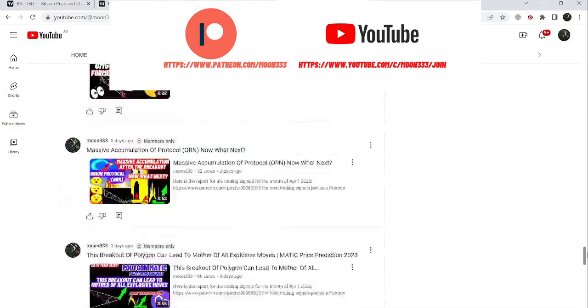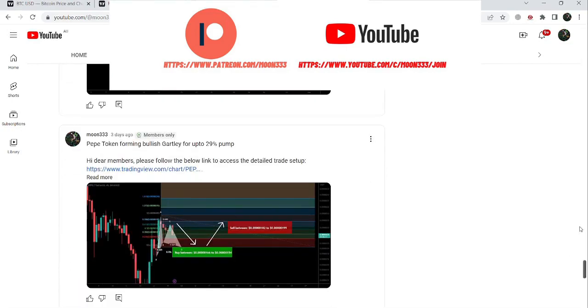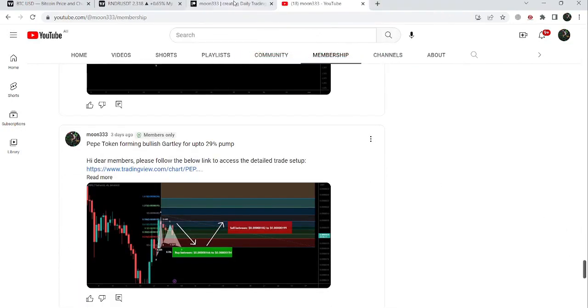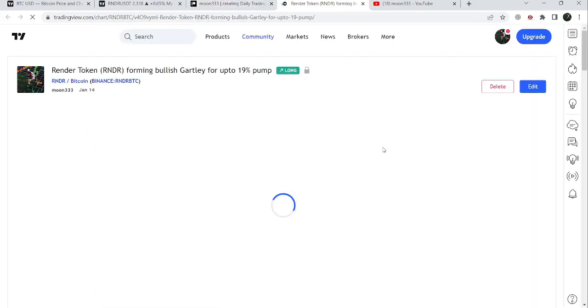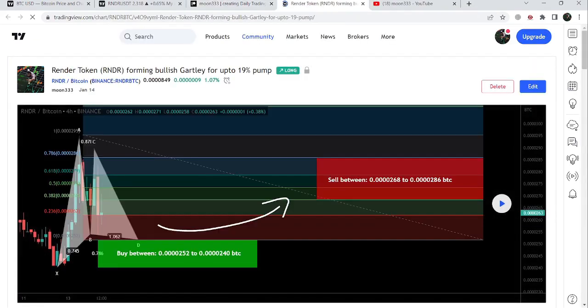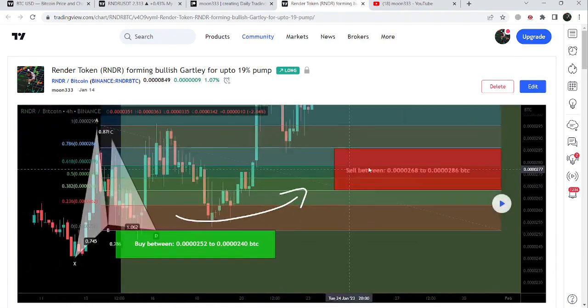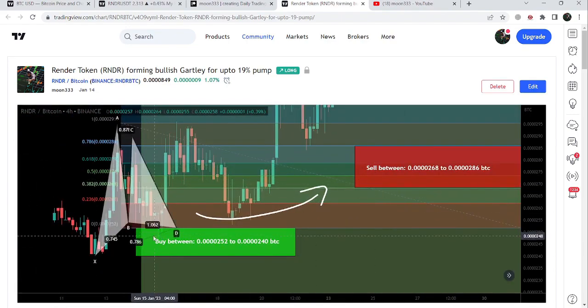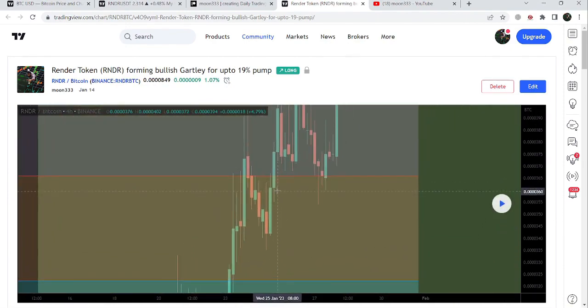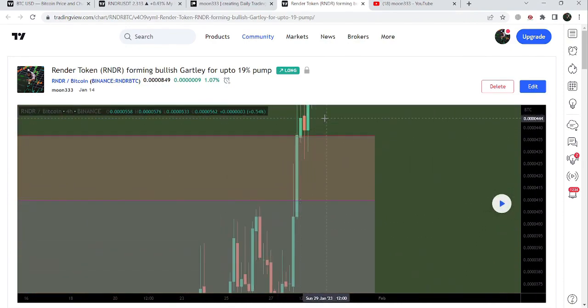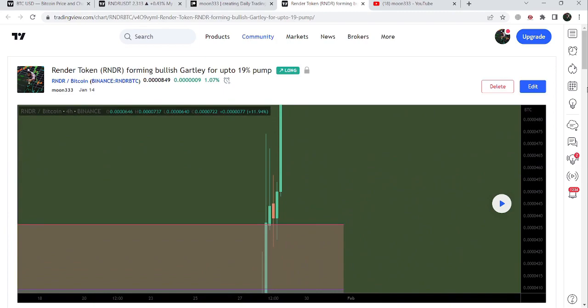So let's start the analysis, and first of all, let me begin with my last successful trade signal for Render token that I shared in the month of January, on 14th of January 2023 with my members, and that was an expected harmonic bullish reversal Gartley pattern. And after playing this chart, you can see that the price line dropped down and completed the leg here. Then we had a very powerful reversal, and this was by the way more than 270% pump or rally on this 4-hour time frame chart.